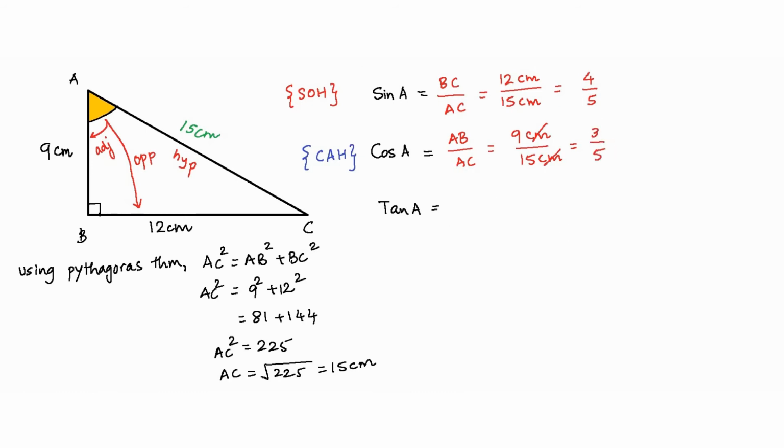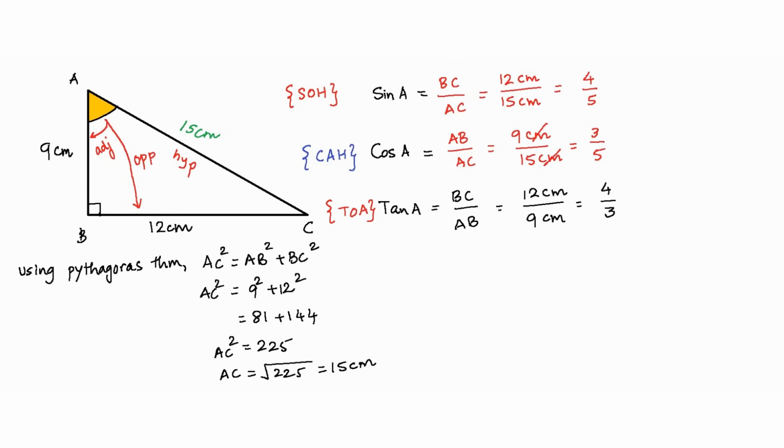Similarly, let's find tan A. The short form for tan is TOA, which is tan is opposite upon adjacent. With respect to angle A, the opposite side is BC and the adjacent side is AB. So this is given by 12 centimeters by 9 centimeters, which is going to be 4/3, right? So tan A is therefore 4/3.